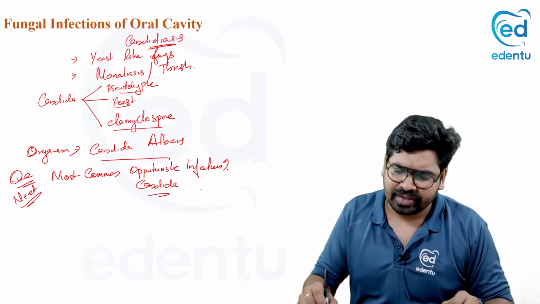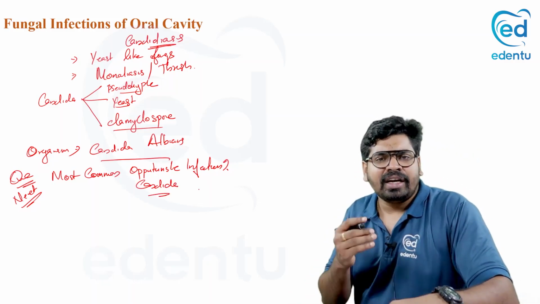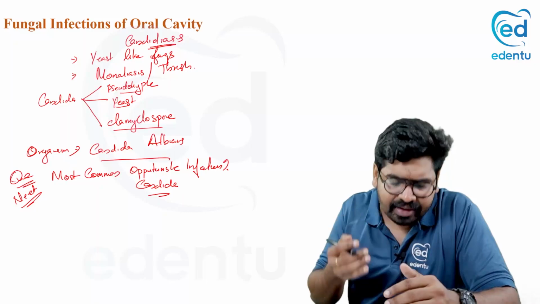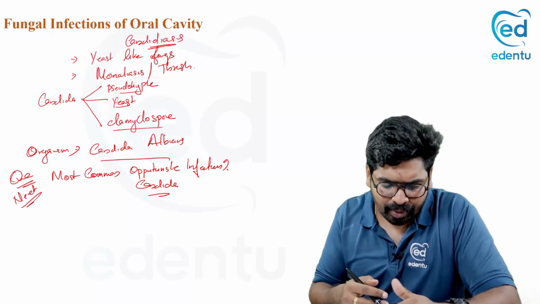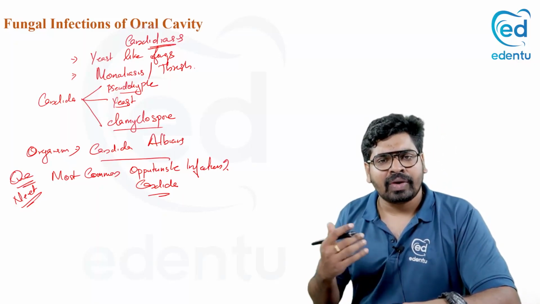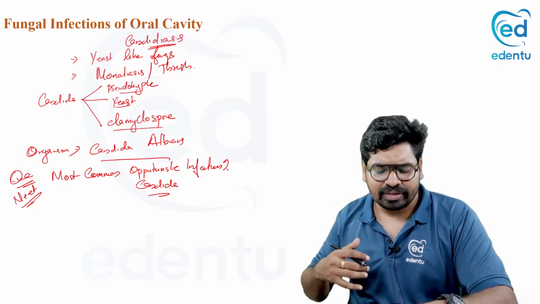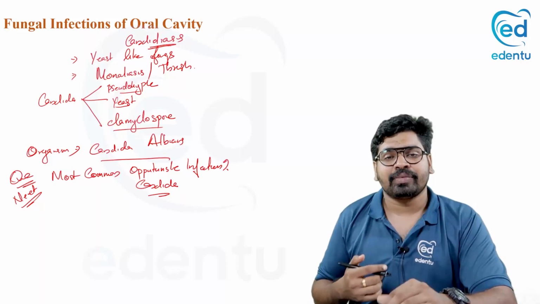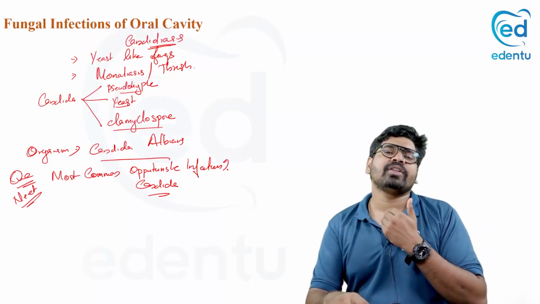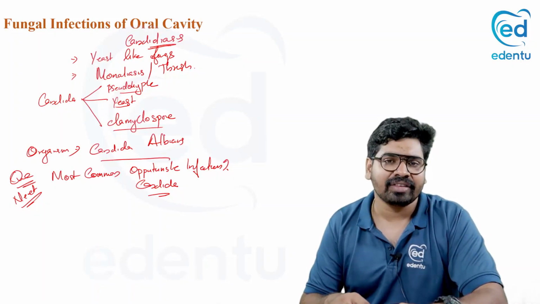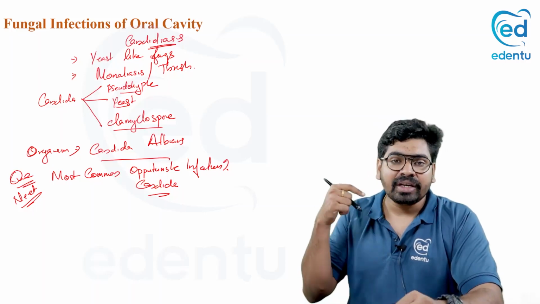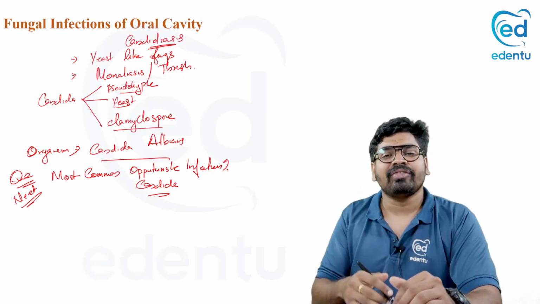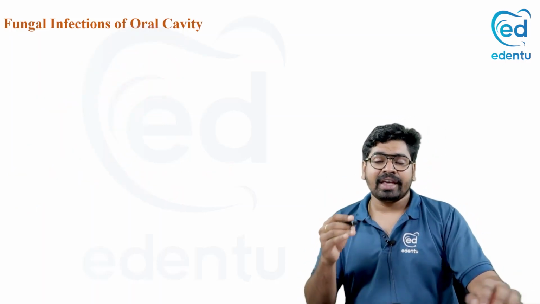Okay, candida infection. Whenever there is a condition for it to grow, whenever there is an immunocompromised state, whenever our immunity goes down, the candida will grow and penetrate the epithelium. Simply seeing candida in the oral cavity doesn't mean that we have candidiasis. When it penetrates your oral epithelium and makes an infection, then only can we say we have candidal infection.